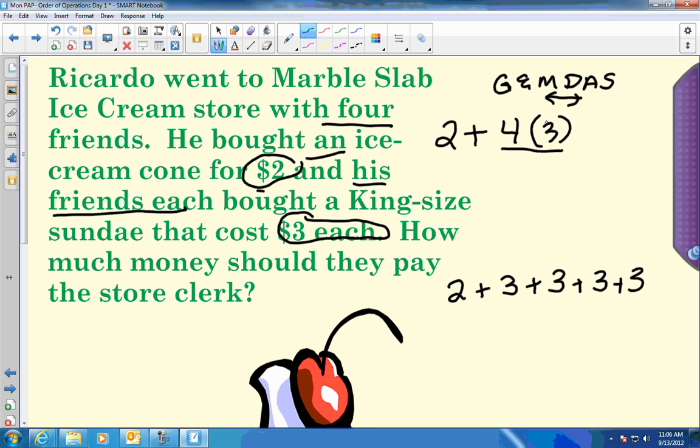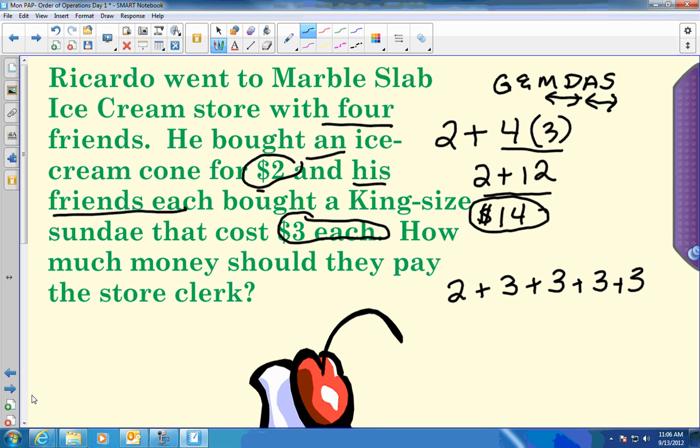I always underline or circle or highlight my steps so that I can look back and follow my work later. So 4 times 3 is 12. Then I have no division, so I am done with that. I'm going to start looking at addition and subtraction. And addition and subtraction is also done from left to right. So this is my next step, and that together gives me $14. Always remember your labels.